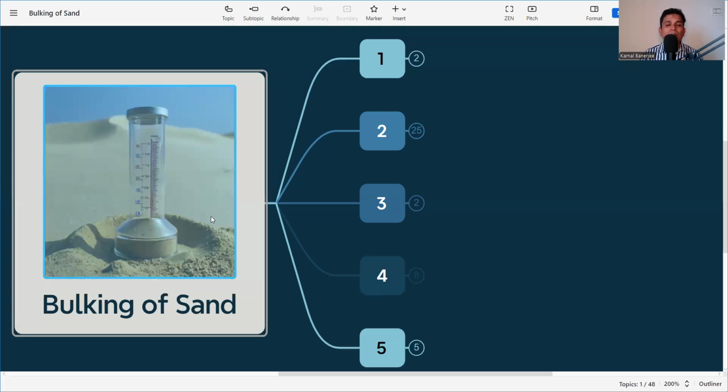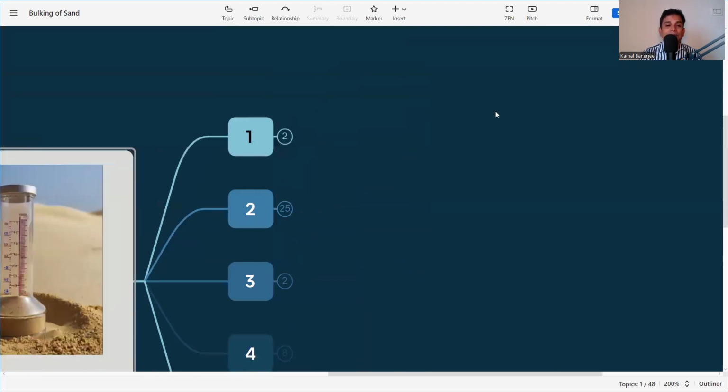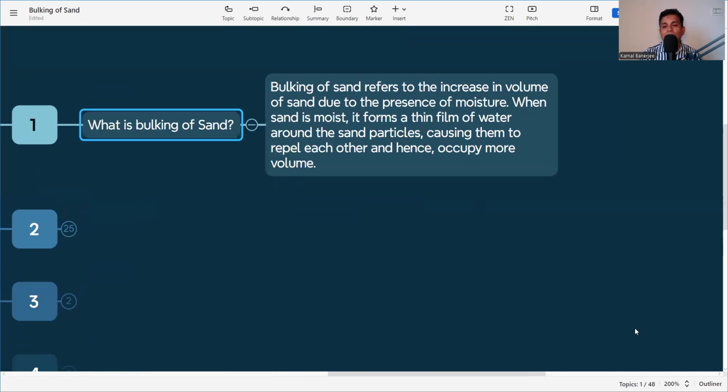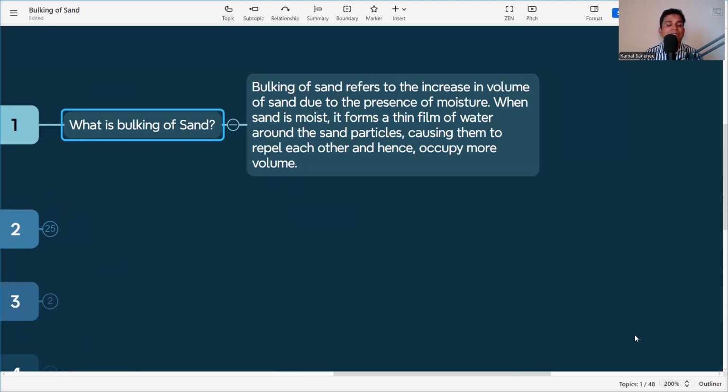So without wasting time, let's jump into the subject, that is bulking of sand. First thing, we need to know what is bulking of sand. According to the definition, bulking of sand refers to the increase in volume of sand due to the presence of moisture. So whenever the sand particles take moisture, its volume increases.